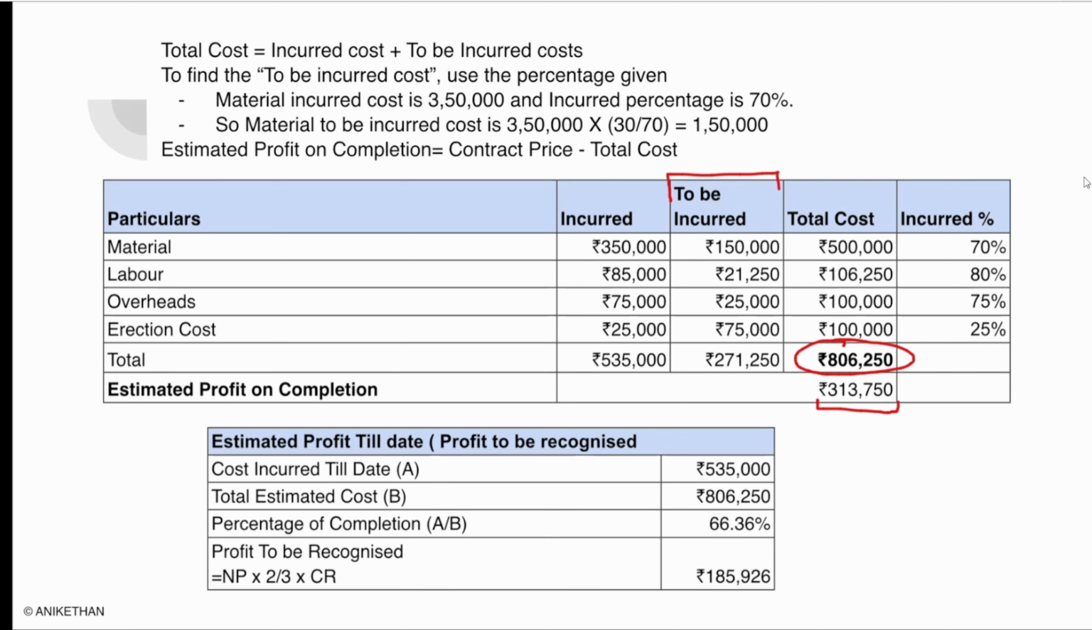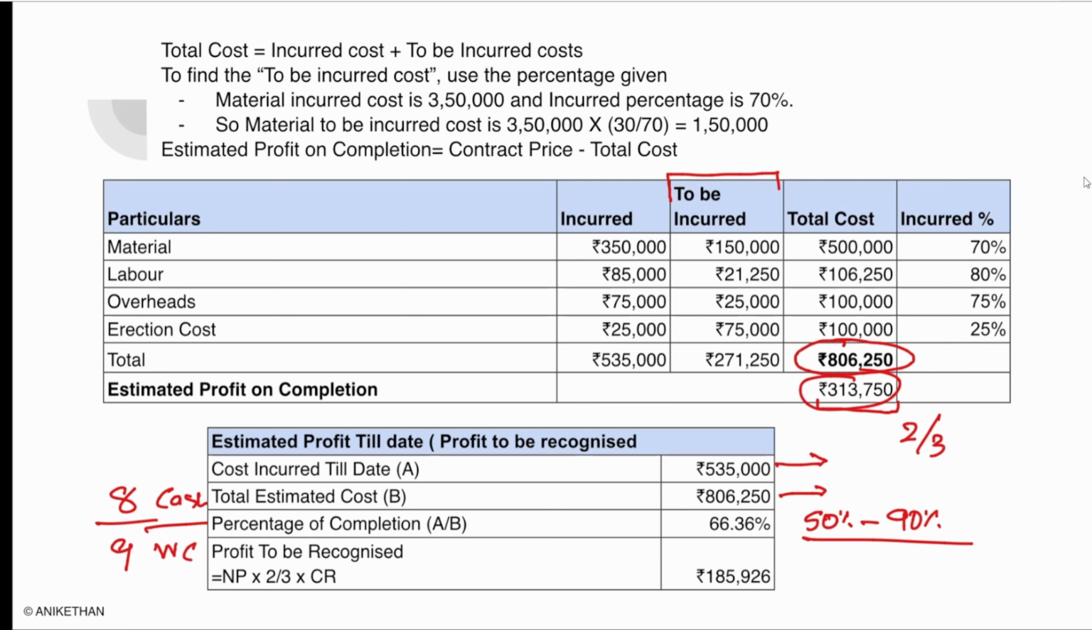profit on completion. To calculate estimated profit till date, cost incurred till date I have, and I also have total estimated cost, which I got from the previous step. Based on these two, my percentage of work completion is 66.36%. So this falls in between 50% to 90%. If this is my percentage of completion range, I have to recognize 2/3 of the notional profit. So 2/3 of the notional profit, which is 3,13,750 into cash ratio. So cash ratio is 8/9. 8 lakh cash received, 9 lakh work certified. So this is cash over work certified. When I do all of that, on this date, profit to be recognized, I get as 1,85,926.